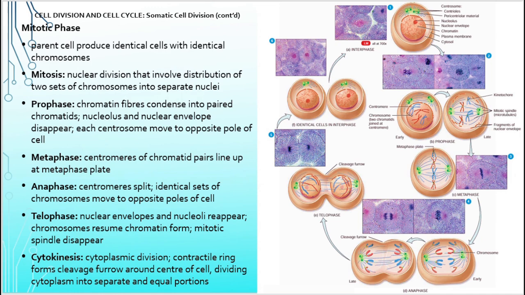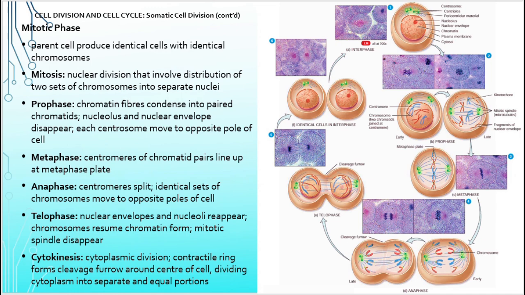The final stage of mitosis, telophase, stage 5 on the figure, begins after chromosomal movement stops. The identical sets of chromosomes, now at opposite poles of the cell, uncoil and revert to the thread-like chromatin form. A nuclear envelope forms around each chromatin mass. Nuclei reappear in the identical cells, and the mitotic spindle breaks up.